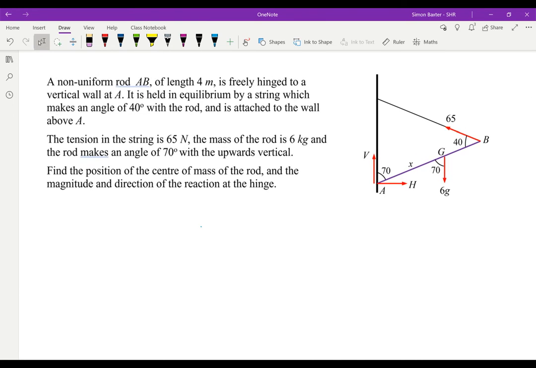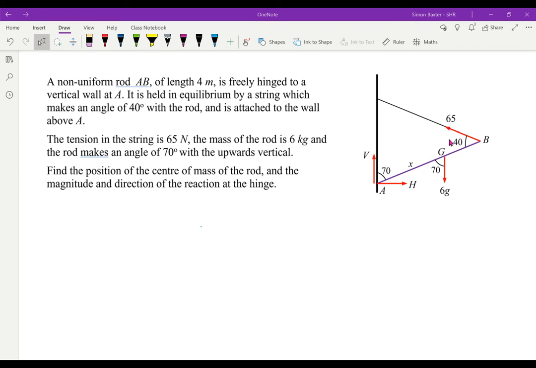Here I have a non-uniform rod, AB. Length 4 meters, it's freely hinged to a vertical wall at A. So here's the wall, here's the hinge. The hinge is well oiled, it's freely hinged. It is free to rotate if it wanted to, about that hinge with no resistance. It is held in equilibrium by a string, which makes an angle of 40 degrees with the rod, and the string is attached to the wall vertically above A. The tension in the string is 65 newtons.